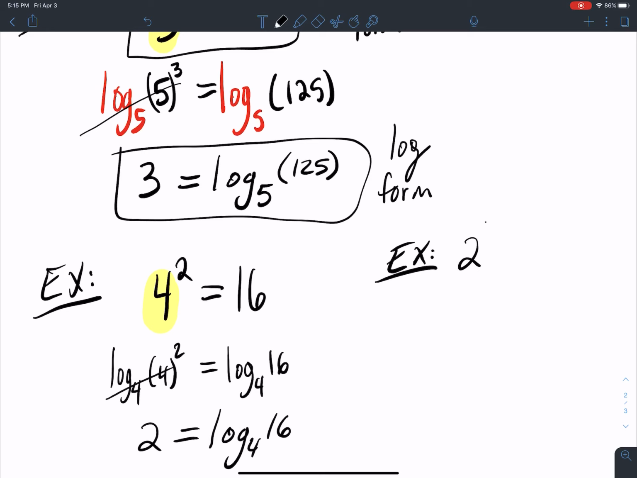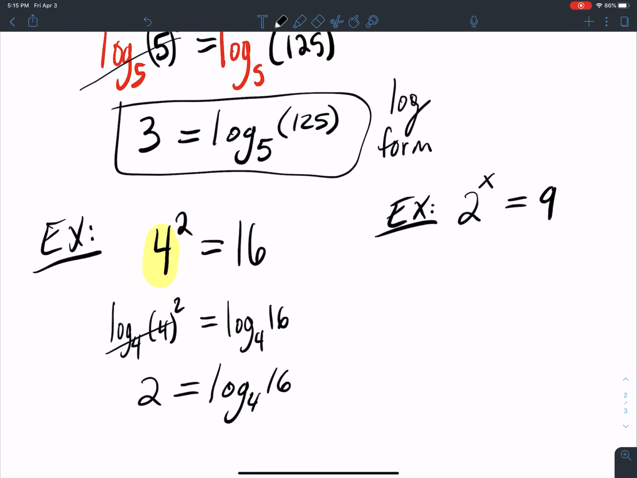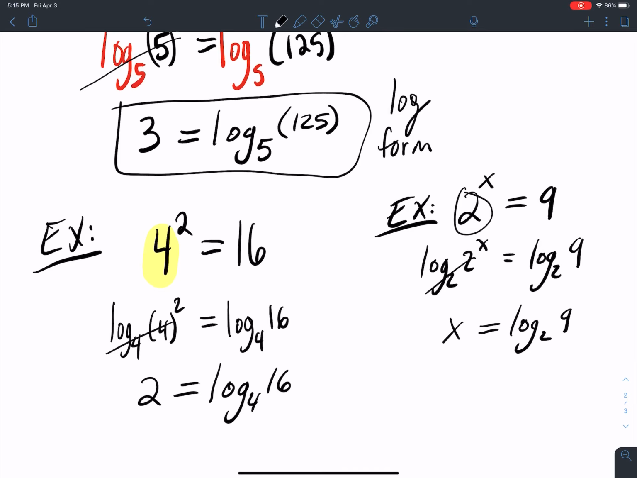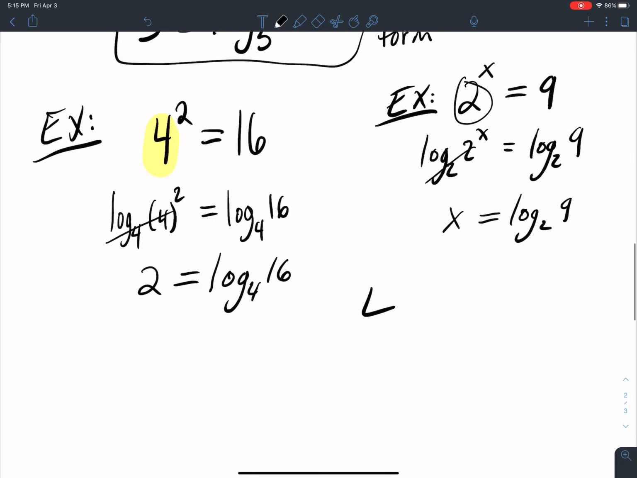2 to the x equals 9. Let's do that. We already know what that is, don't we? Take log base 2 of both sides to get rid of that base 2 right there. Log base 2 of 2 to the x cancels. x is log base 2 of 9. One last problem, make sure we got it.